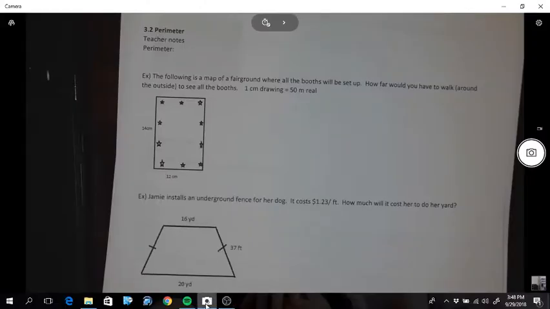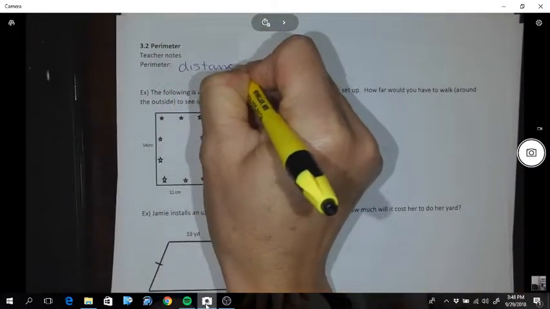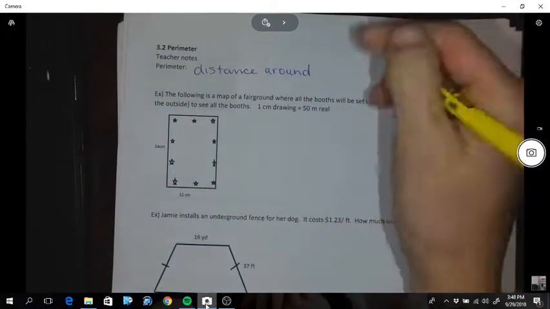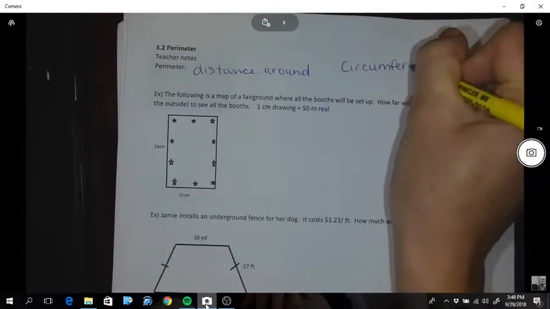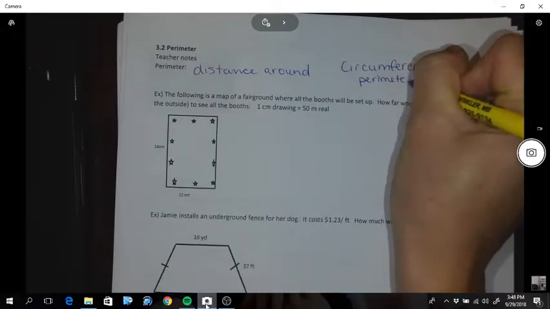Okay, lesson 3.2, we're going to talk about perimeter and particularly the perimeter of a circle, which is called circumference. So perimeter, the definition is the distance around the outside. Okay, let's just write down that circumference is the name given to the perimeter of a circle.